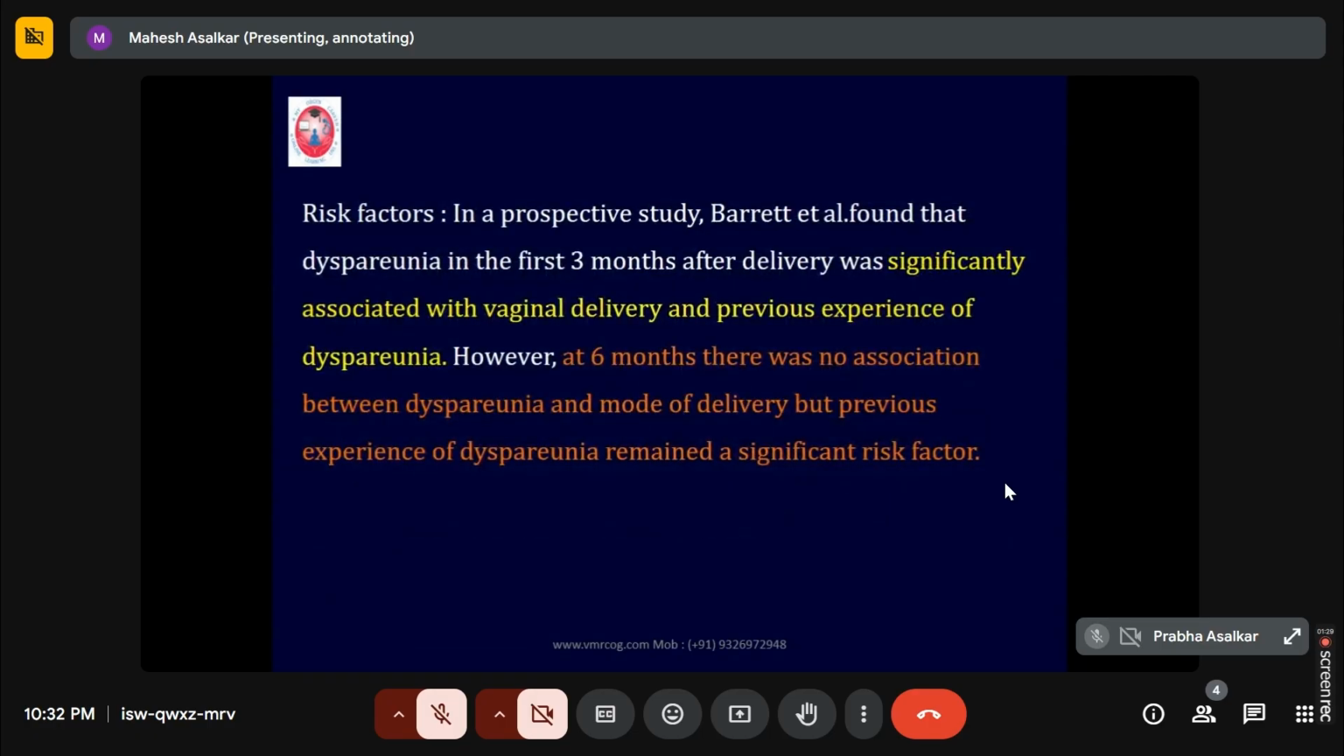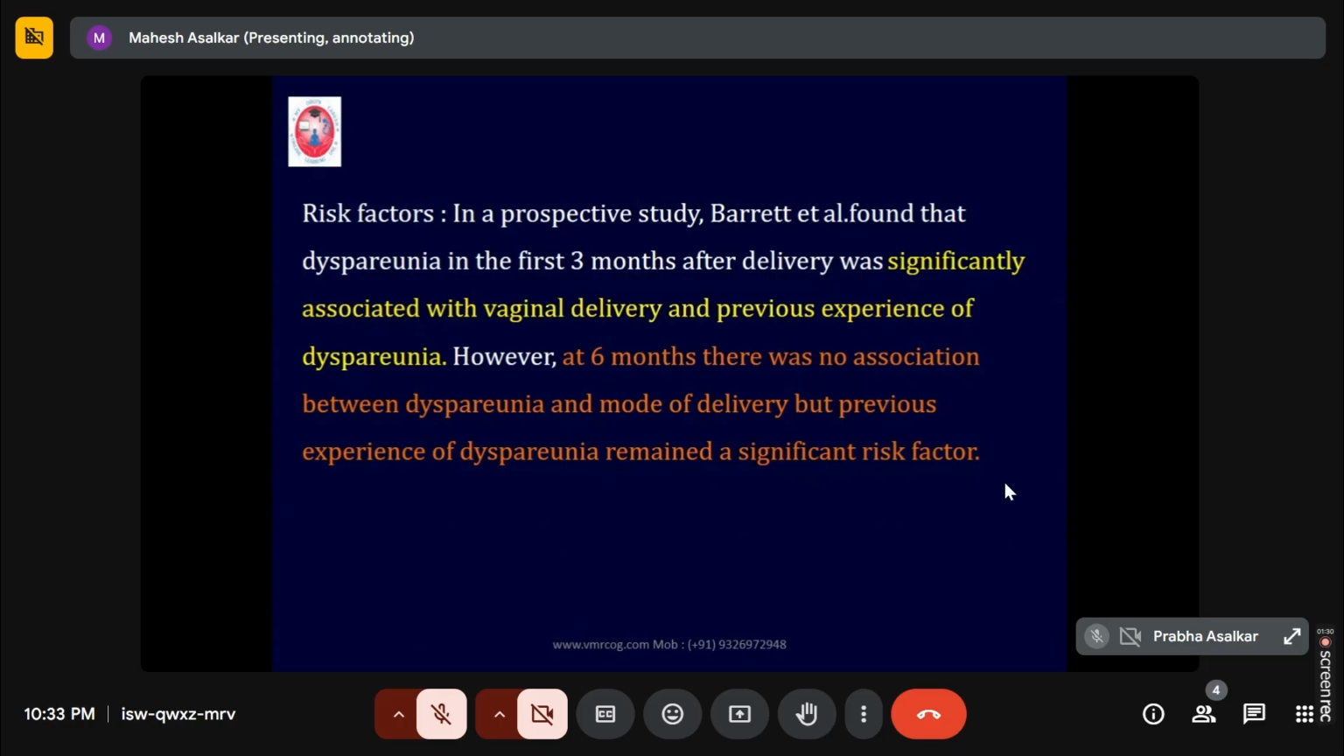What are the risk factors? In a prospective study, Barnett et al. found that dyspareunia in the first 3 months after delivery was significantly associated with vaginal delivery and a previous experience of dyspareunia. So if it is a vaginal delivery and the patient already had dyspareunia, there is a high chance of dyspareunia in the first 3 months after delivery.